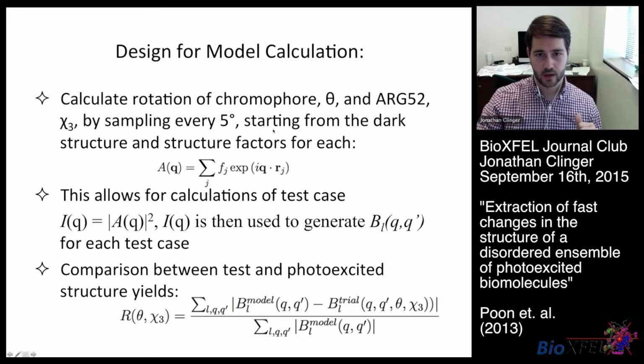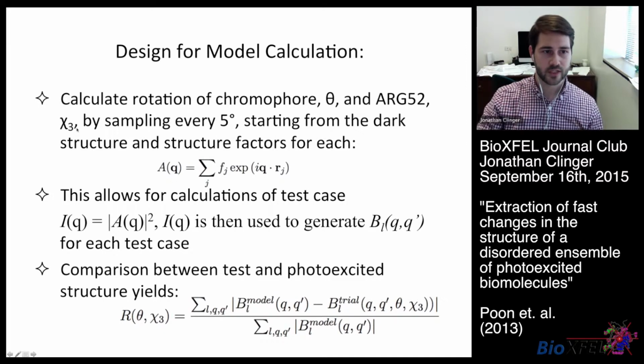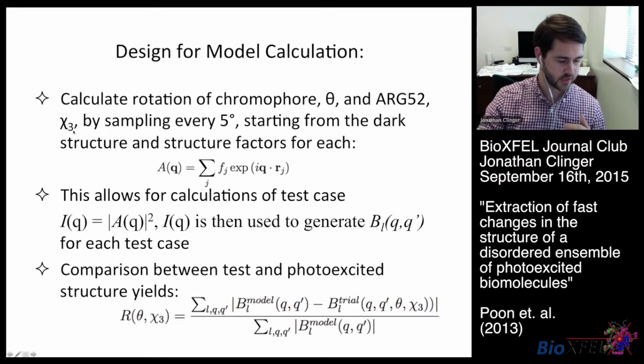So they sampled theta every 5 degrees over 180 degrees, and for the arginine every 5 degrees, well actually for the whole 360 in both directions, it turns out.